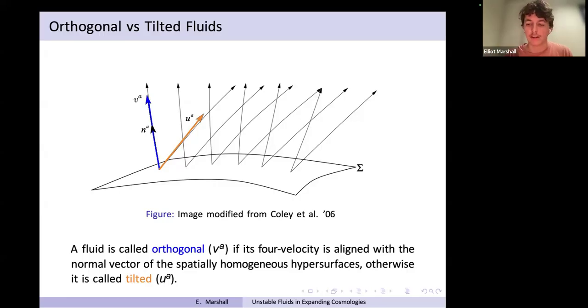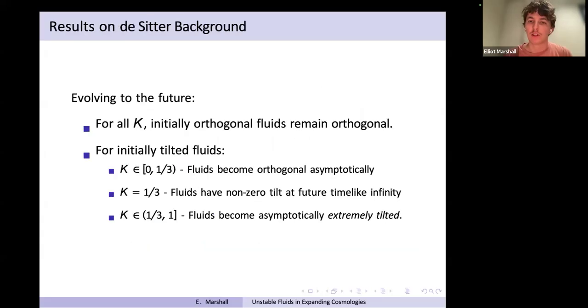Now, to make things a little clearer, what do I mean that they have different asymptotic behavior? I just want to consider a simple motivating example. Let's consider a fluid on a fixed de Sitter background. I'm not coupling the fluid to the gravitational field yet. I'm just looking at a fluid evolving on de Sitter, and I'm going to be evolving towards the future. If my fluid is initially orthogonal, then it remains orthogonal. So it's a fixed point of the homogeneous system. And this is true for all values of my sound speed parameter k.